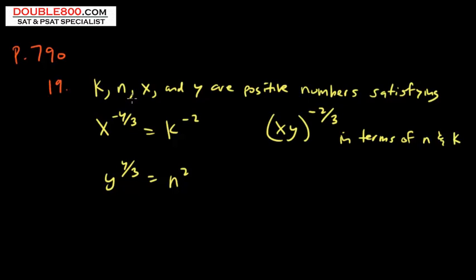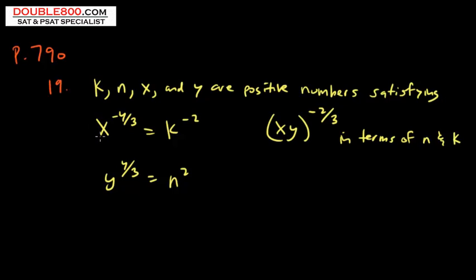In this lesson, we'll review a math question from the problem solving section. We're on page 790, question 19 out of 20. This is a difficult problem. We're told that k, n, x, and y are positive numbers satisfying these two equations.